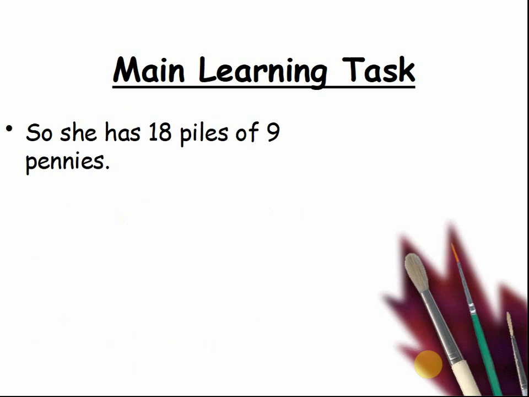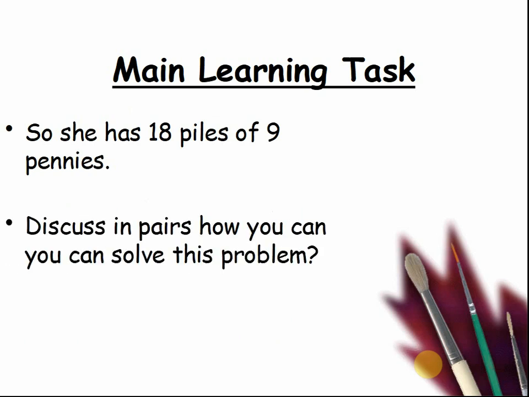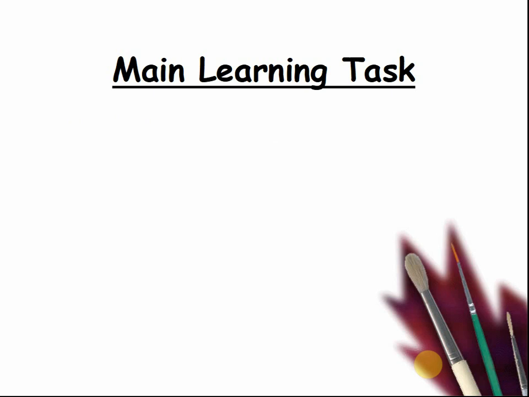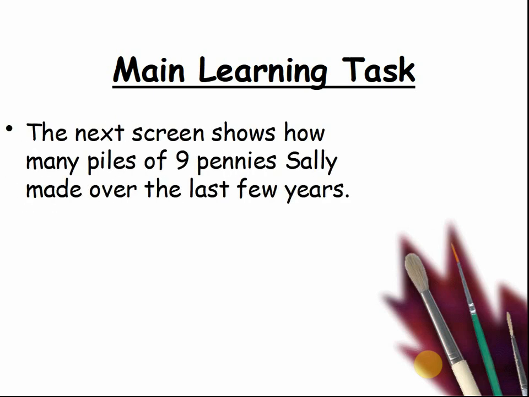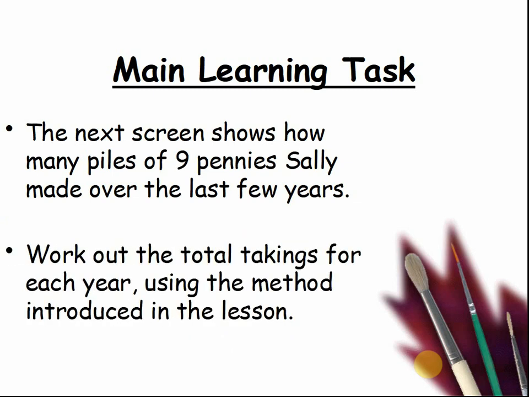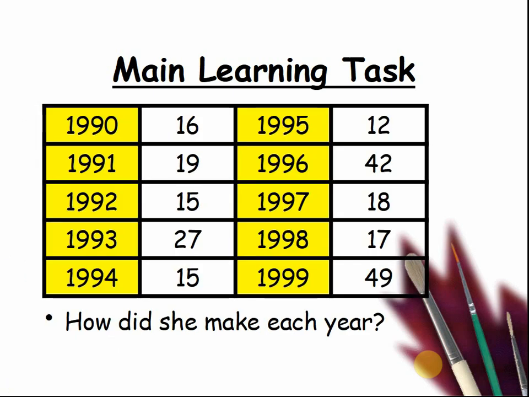So she has 9 piles of 9 pennies. Discuss in pairs how you can solve this problem. Talk about the mental methods used. Pause the video and work it out and talk about how you solved it. The next screen shows how many piles of 9 pennies Sally made over the last few years. Work out the total takings for each year using a method introduced in the lesson.